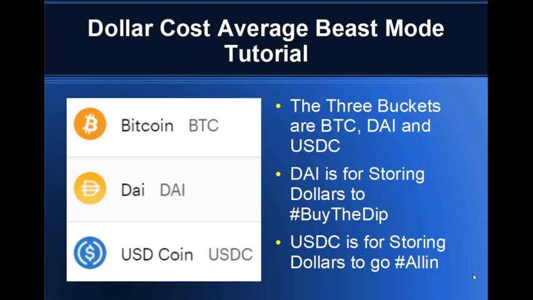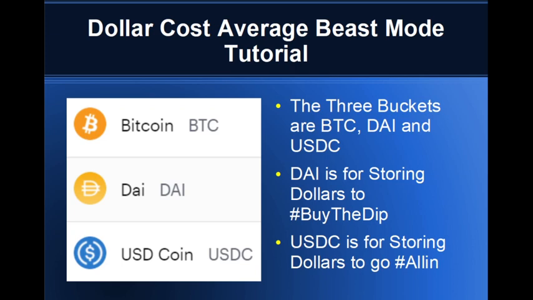So, for simplification, we're only going to talk about Bitcoin and the three buckets total. The three buckets are Bitcoin, DAI, and USDC. DAI is for storing dollars to buy the dip, and USDC is for storing dollars to go all in. The reason we divide these up is that you're going to get three signals.